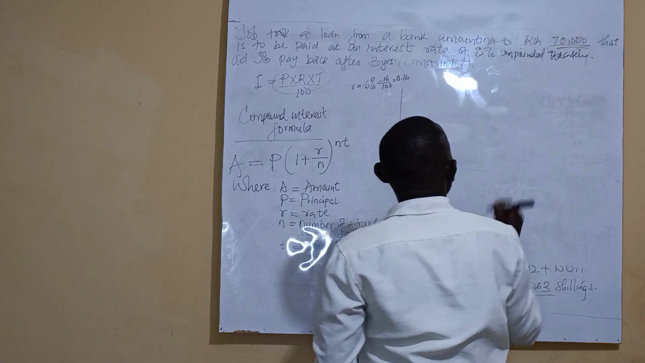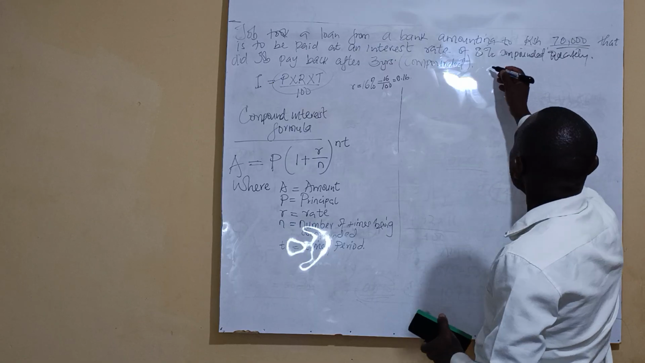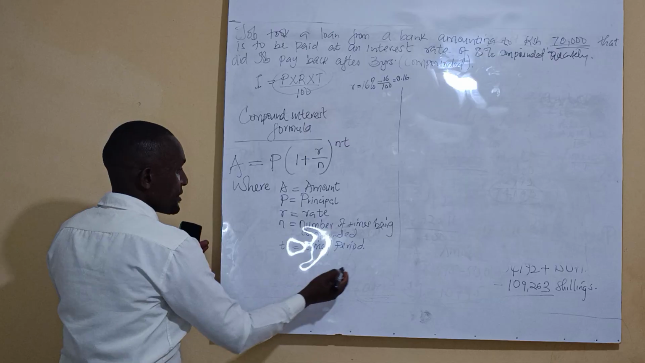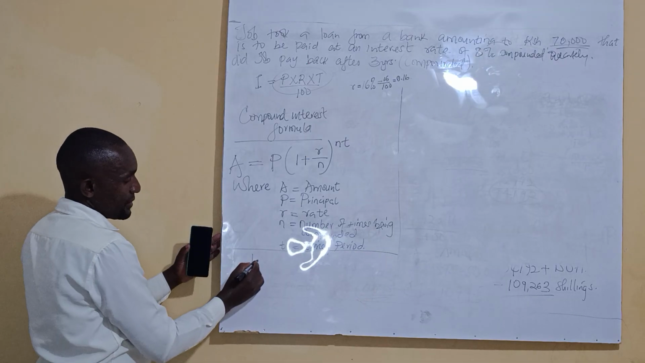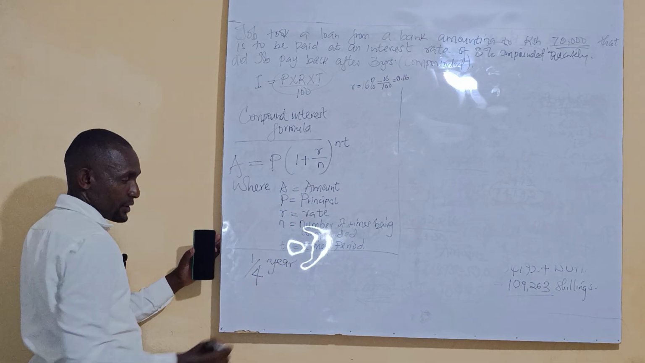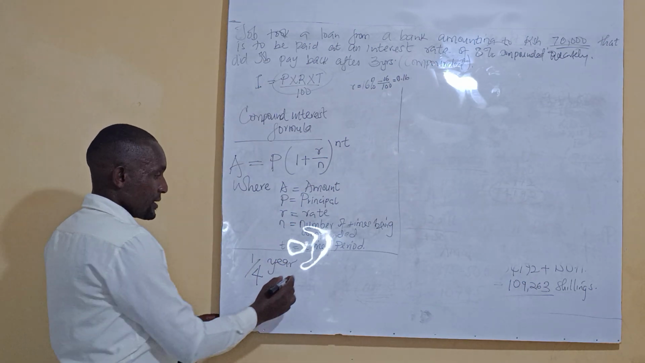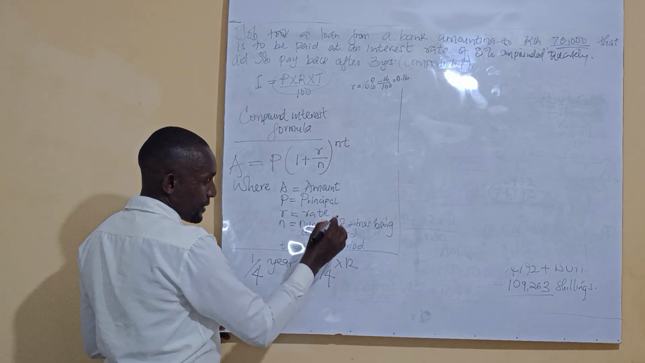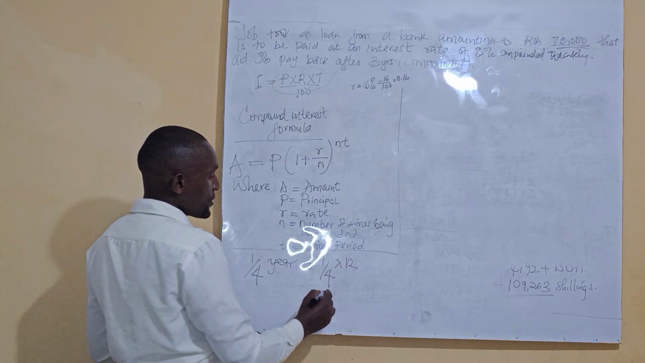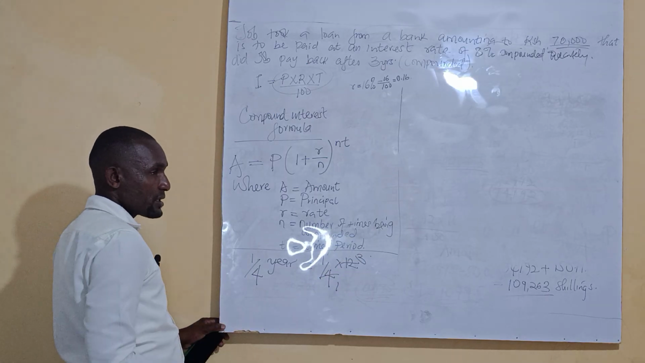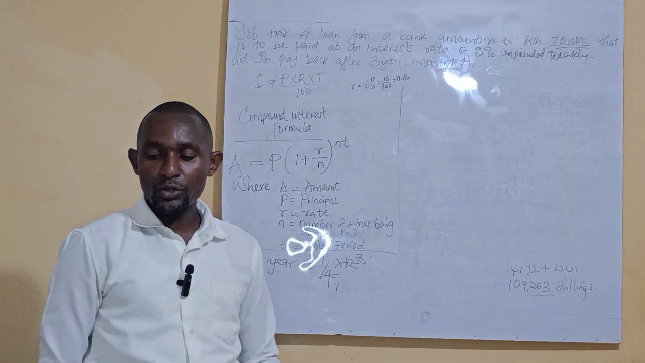Compounded quarterly. So if it is compounded quarterly, remember, when you talk of quarterly, it simply means a quarter of a year. A quarter of 12 months is 12 divided by 4, which is 3. So it is after every 3 months. So how many 3 months are we going to have in a year?